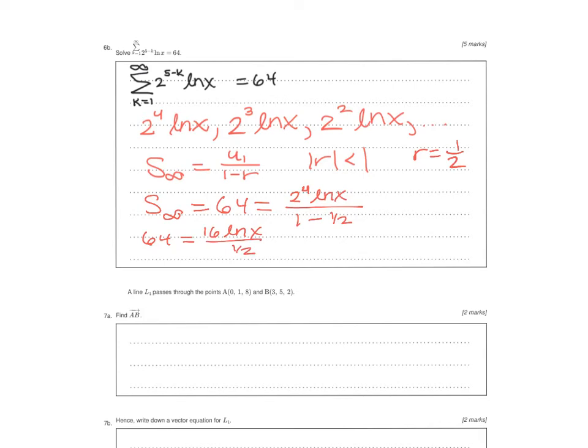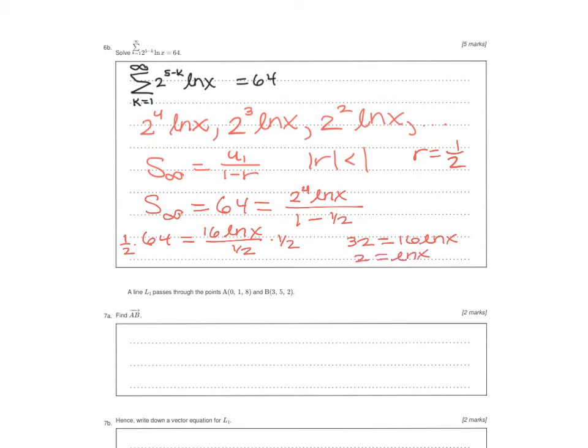So now we're going to multiply both sides by 1/2, or there's a lot of different ways we could do this, but yes, let's multiply both sides by 1/2. So now that gives you 32 equals 16 ln of x. We divide both sides by 16, so we get 2 equals ln of x.